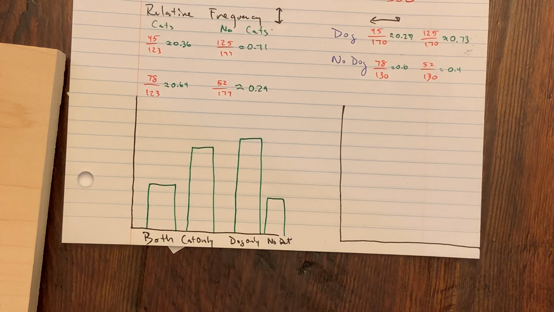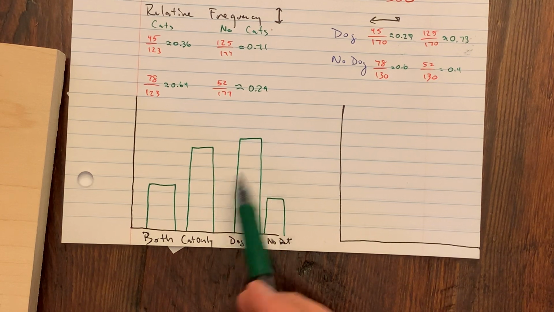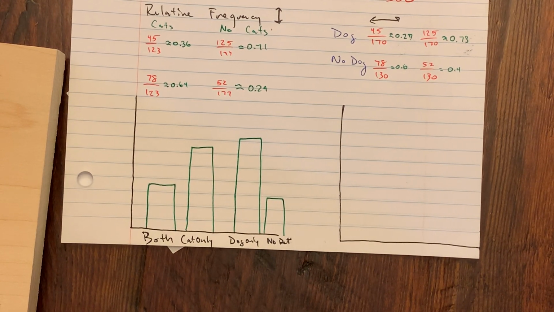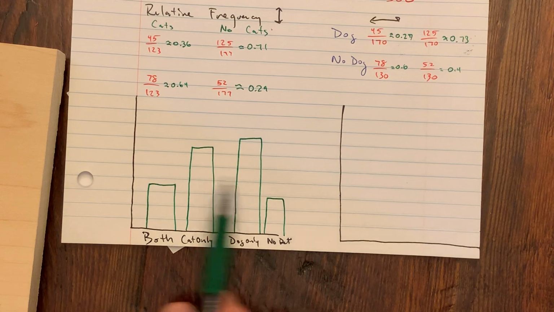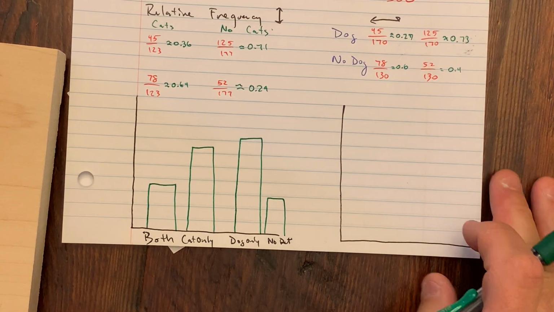So what this is telling me is that many more people are going to own at least a dog as opposed to having no pet at all. All right, so that's what that means, frequency. That's what I am interpreting.